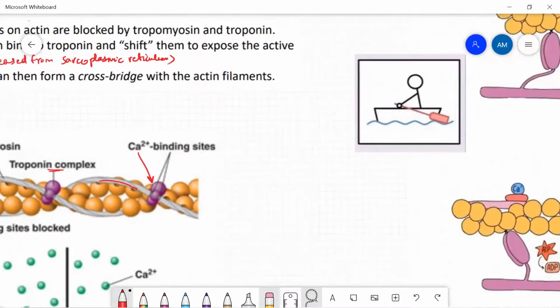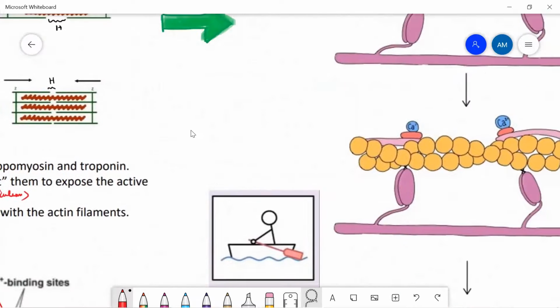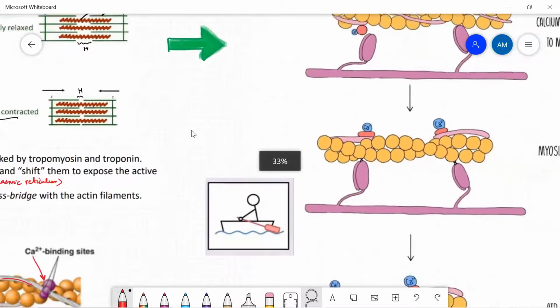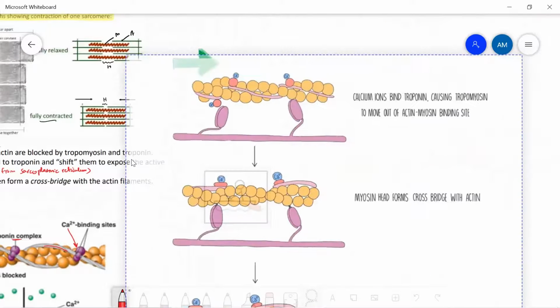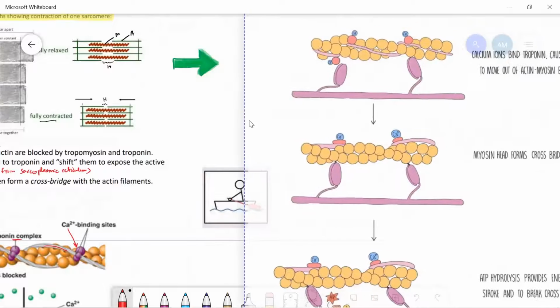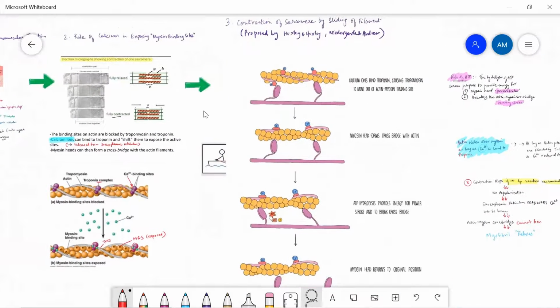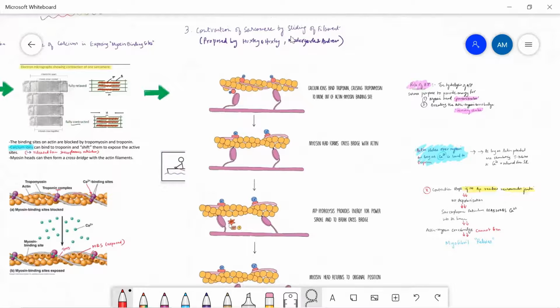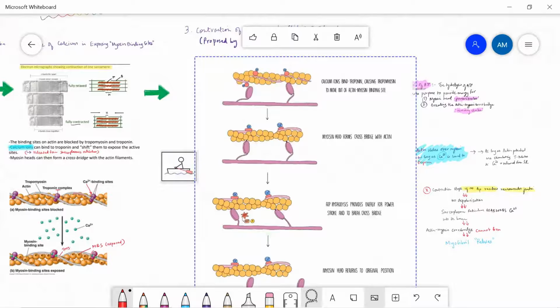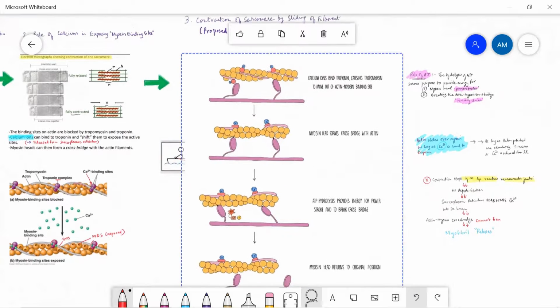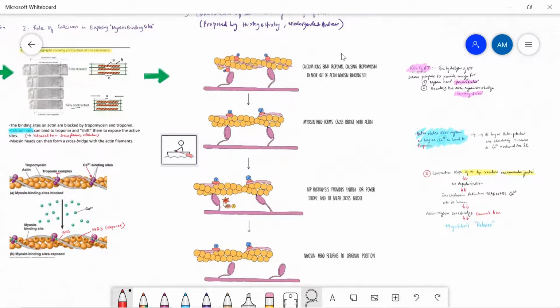The next stage is how the pulling action happens, or how this actin filament slides over the myosin. Let's take a look. Here you can see that the next stage is contraction of the sarcomere by sliding of the filaments. This sliding filament theory was proposed by Huxley, Niedergerke, and Hanson. So according to them, the sliding filament events occur somewhat like this.